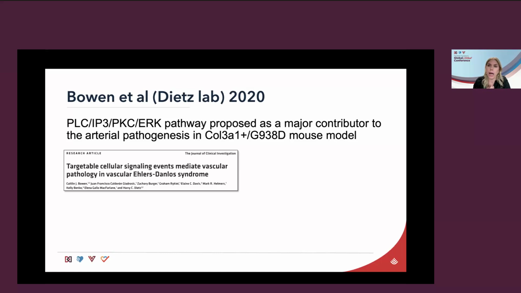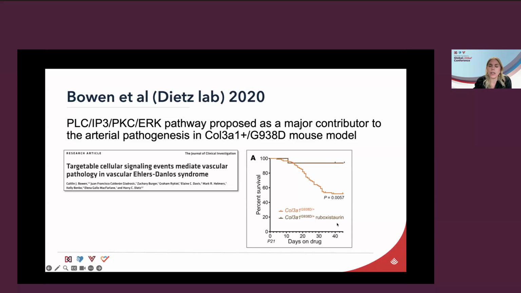And what happens is the mouse is alive, it's fine, and all of a sudden it has blood in its chest, and they think this is an aortic or arterial rupture happening. And so this was a landmark paper written by this group in 2020. What they showed is they gave the mice basically a med that blocks this pathway, and compared it to the mice that weren't on that med and looked at survival.